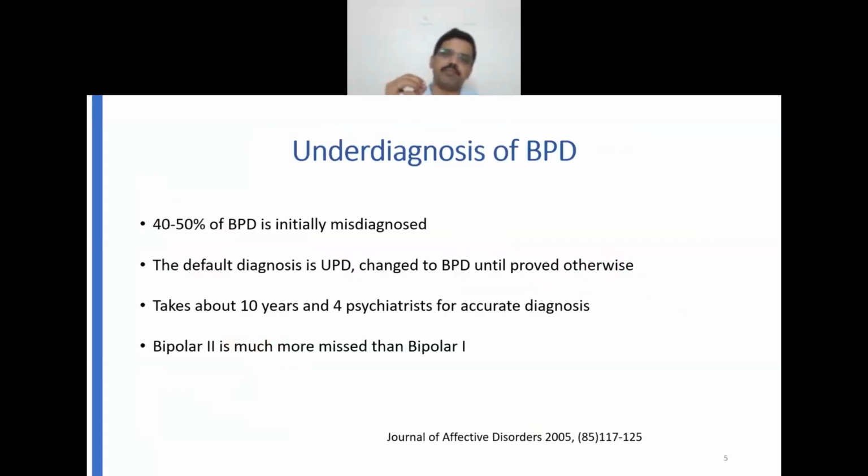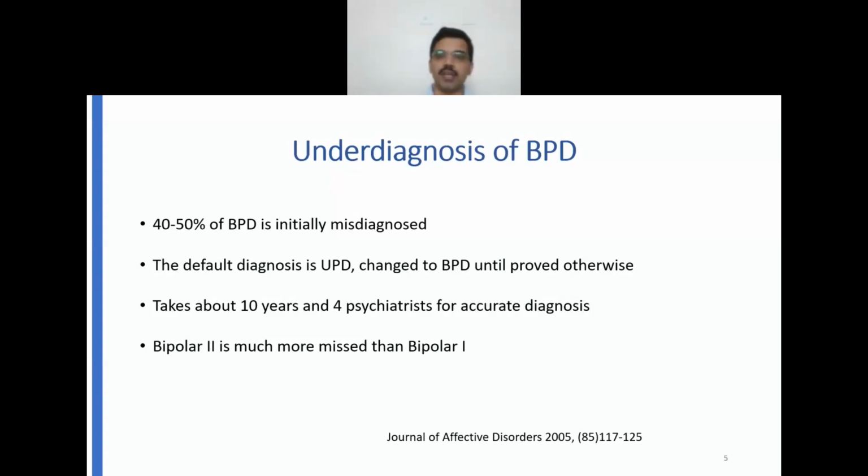Now, what can be the reasons for the underdiagnosis of bipolarity? Before that, let us go to the statistics. Most of the patients who present with either unipolar depression or bipolar depression, the essential initial presentation is a depressive episode. So in the majority, 40 to 50% of patients with bipolar depression are initially misdiagnosed, and the default diagnosis is unipolar depression. And subsequently, as we probe the course, the diagnosis can change to bipolar depression.